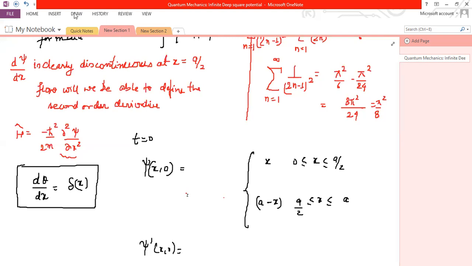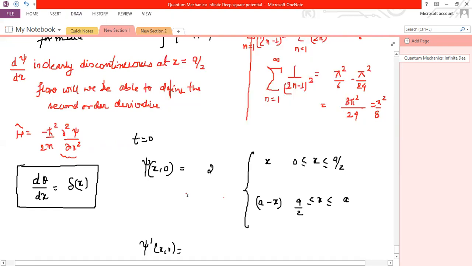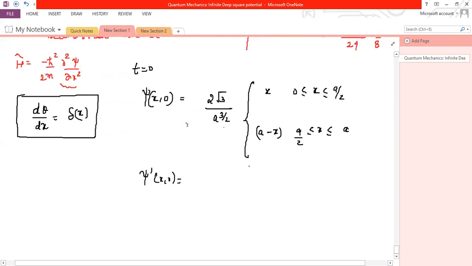Okay, so this was already calculated to be equivalent to 2 root 3 upon a raised to power 3 by 2. Now if I differentiate it, on the left hand side the derivative will be 2 root 3 upon a raised to power 3 by 2 times 1 if x lies between 0 and a by 2, and if x lies between a by 2 and a, then it will be minus 1.